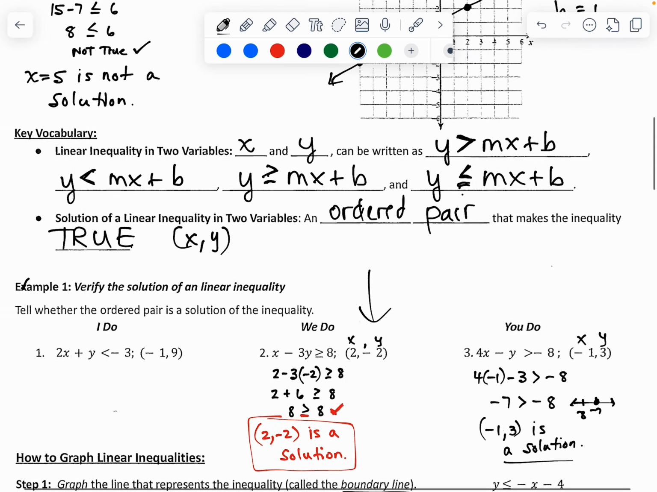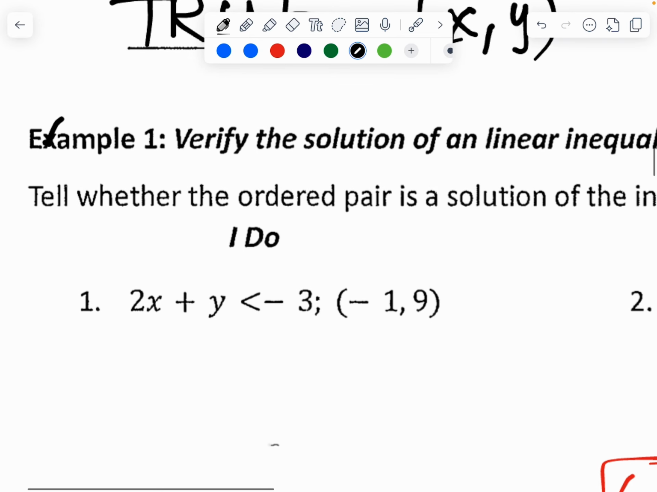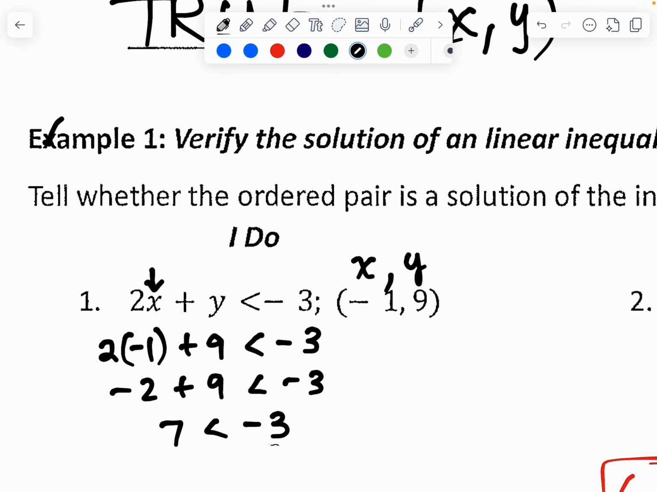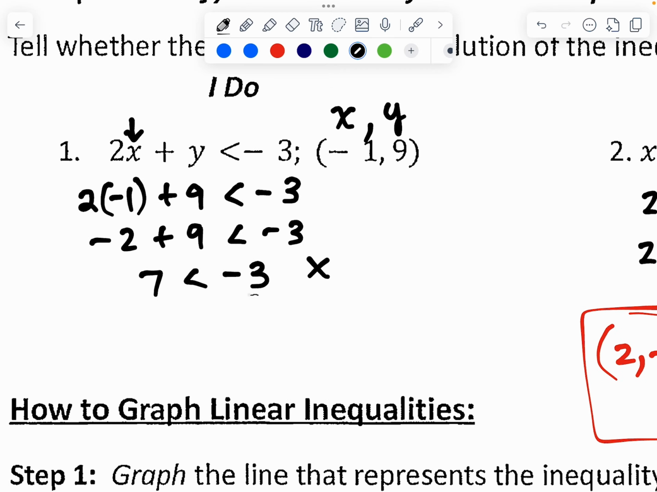If we look down below, tell whether the ordered pair is a solution of the inequality. Remember, we have an x and we have a y. x is -1, so I'm going to plug it in for the x value. So 2 times -1 plus 9 is less than -3. 2 times -1 is -2, plus 9 is 7, so 7 is less than -3. Is that true? No, that is not true. So we can say -1, 9 is not a solution.